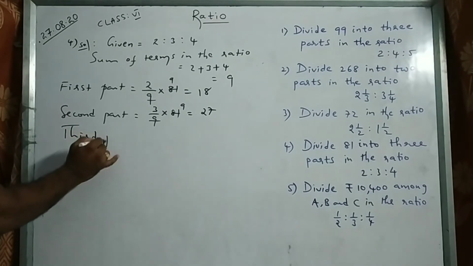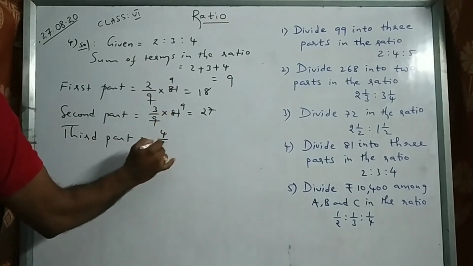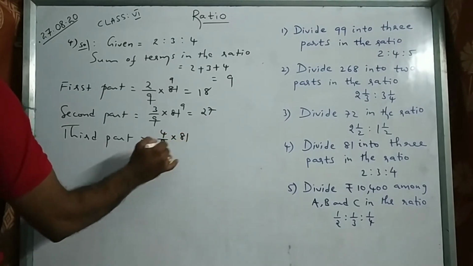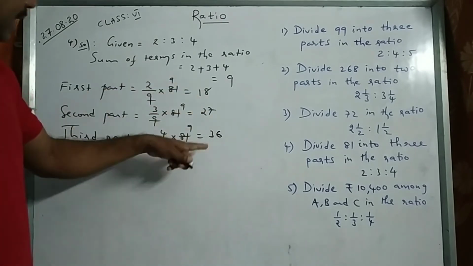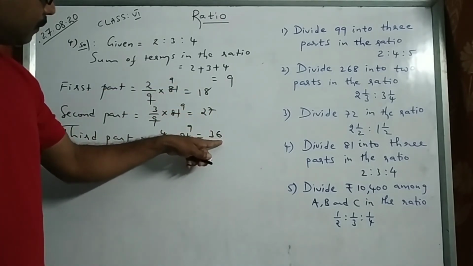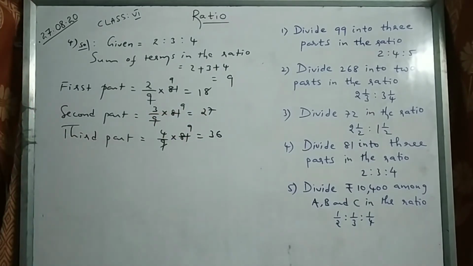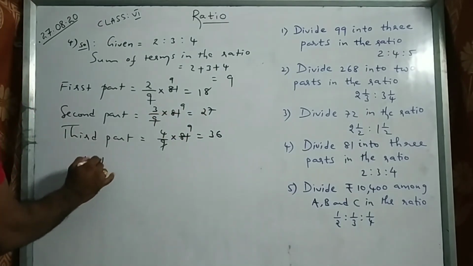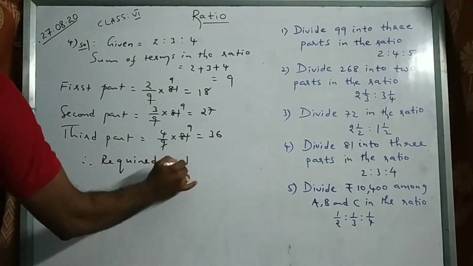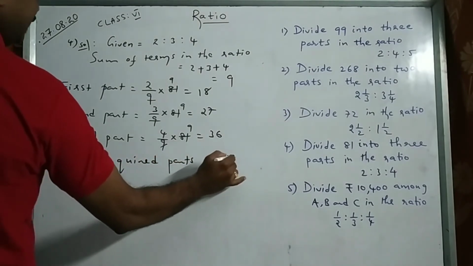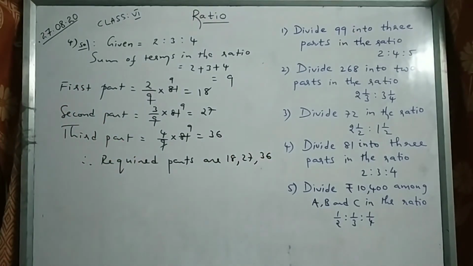Third part. What is the third term in the ratio? 4 upon 9 into 81. 9 9s are. If you add these 3, 81, right? Therefore required parts are, so direct problem this, 18, 27, 36. Together we will get 81.